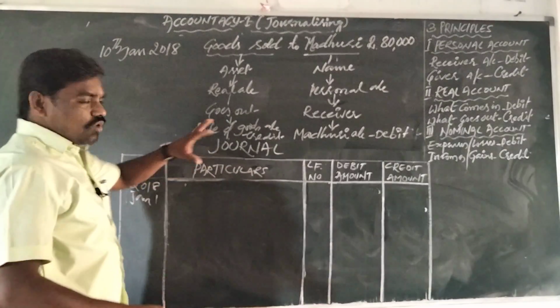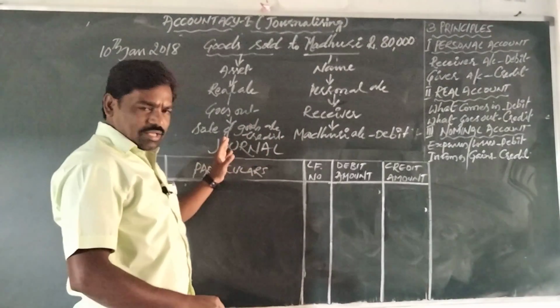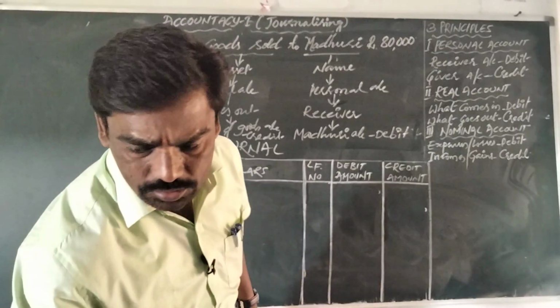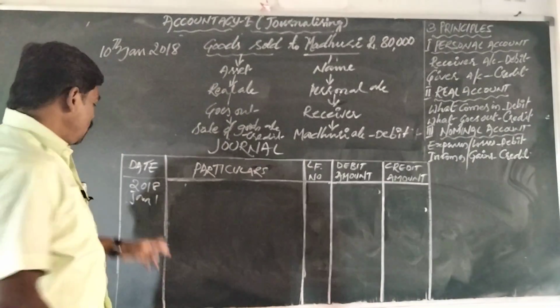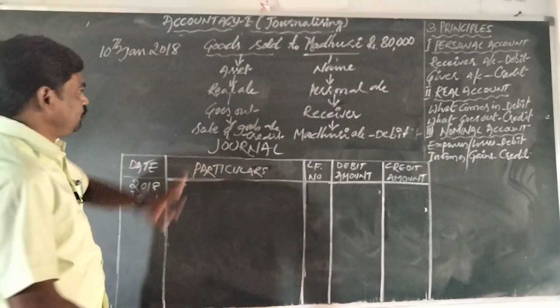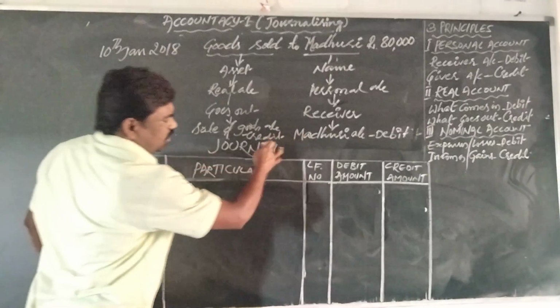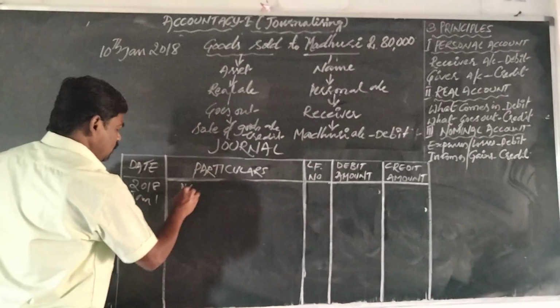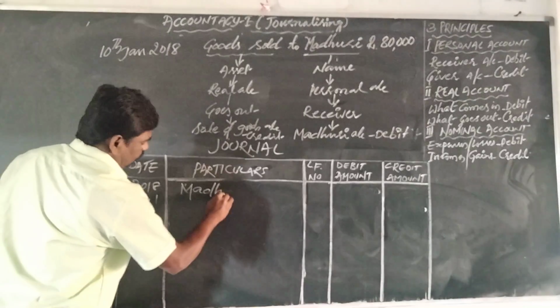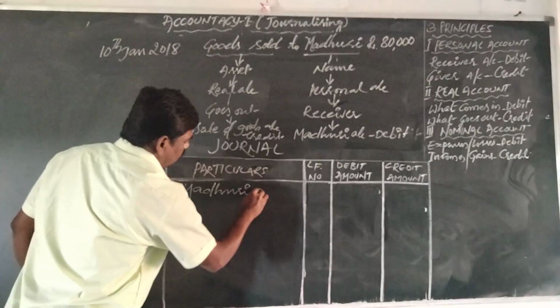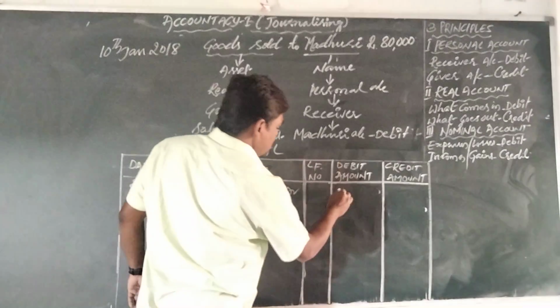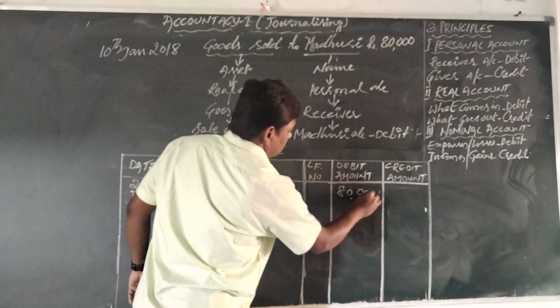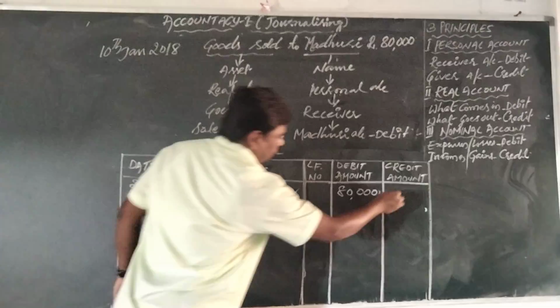Okay, so after finding the debit account and credit account, now we can go to write the entry in the journal. See, on 2018 January 1st, here is the debit account. What is the debit account here? Madhuri account debit. So write Madhuri account debit, and in the debit column, amount rupees 80,000 against this account.